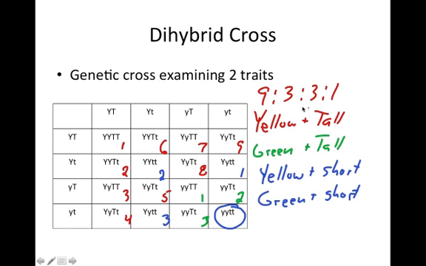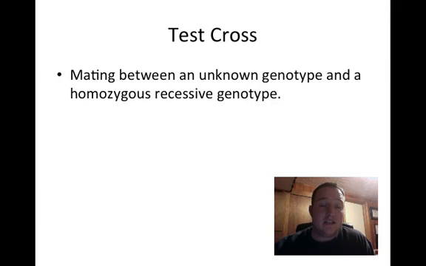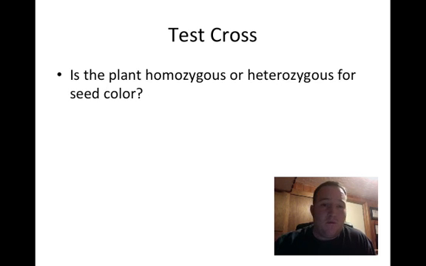And so we always see this 9, 3, 3 to 1 if we're looking at 2 traits that we're both heterozygous for. Okay, so now we're going to look at test crosses. And test crosses are used to tell us an unknown genotype for a dominant trait by crossing it with a homozygous recessive genotype. And so one problem might read something like this. Is the plant homozygous or heterozygous for seed color?